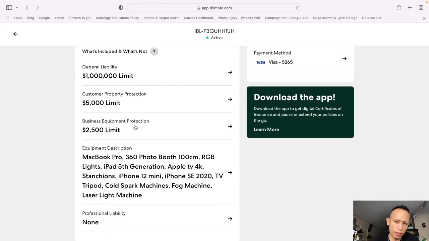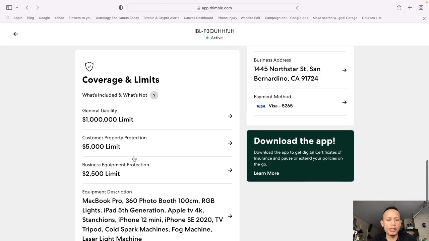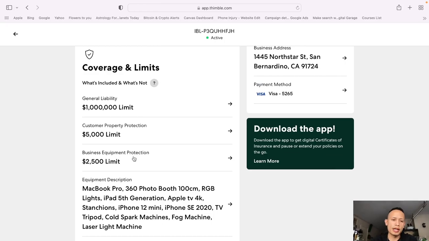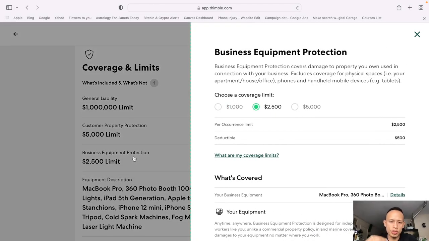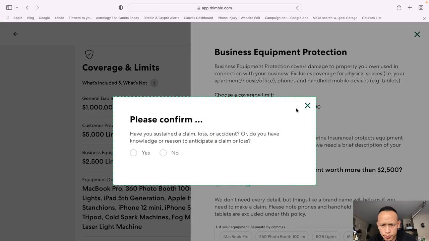Now for business equipment protection, it's currently at 2,500, meaning it'll cover that much if one of my booths gets damaged or something occurs, right? But because I recently bought two more booths, and I also bought another two cold sparkler machines, I want to end up increasing the coverage from 2,500 to 5,000. And let's see how much more I would have to pay.